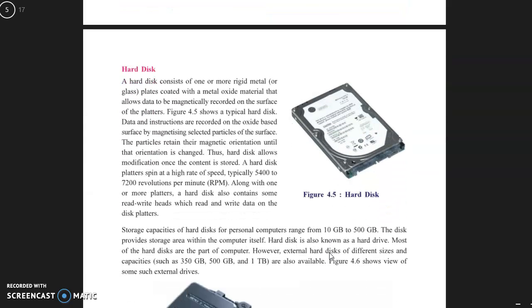See, the hard disk. A hard disk consists of one or more rigid metal plates coated with a metal oxide material that allows data to be magnetically recorded on the surface of the platter. On a hard disk we can store our data in C drive, D drive or E drive, however many drives the hard disk is partitioned into. Each is a partition of the hard disk. Hard disk is a secondary memory. If there is no hard disk, we are unable to store this data.